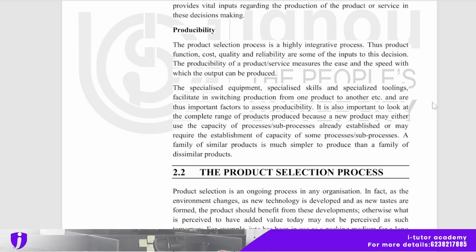It is also important to look at the complete range of products produced, because a new product may either use the capacity of processes and sub-processes already established, or may require the establishment of capacity of some process or sub-process. A family of similar products is much simpler to produce than a family of dissimilar products.